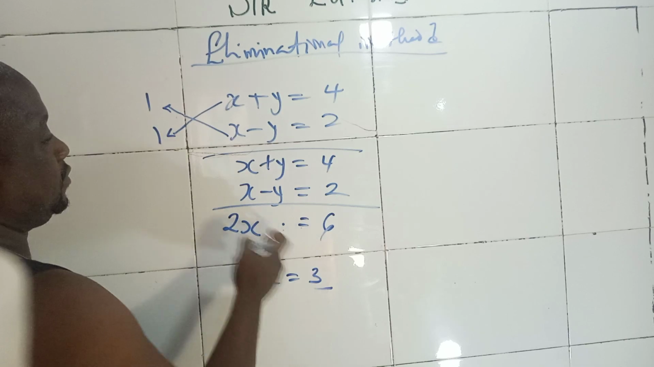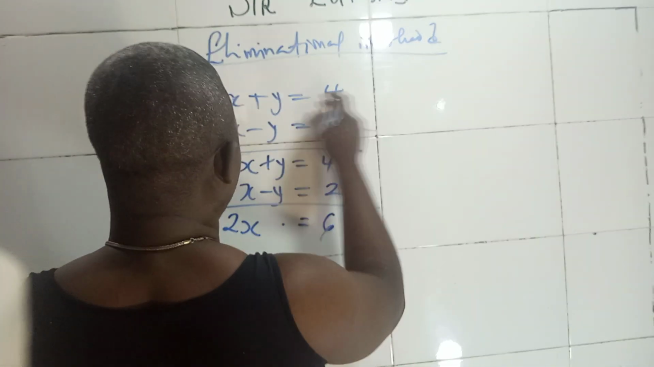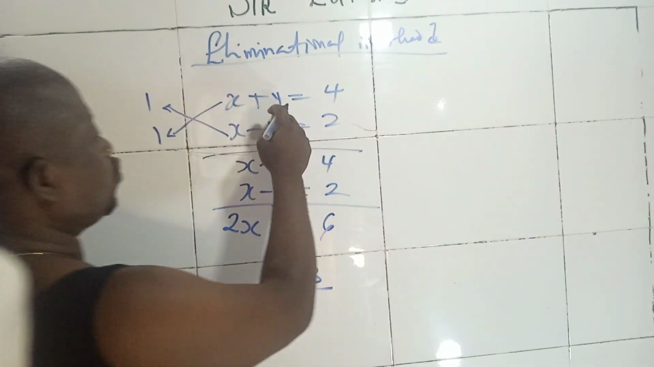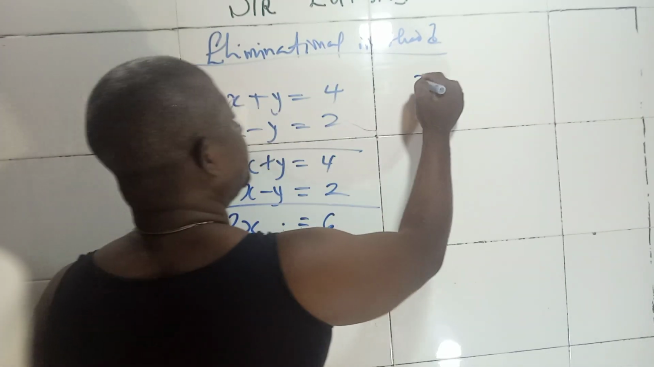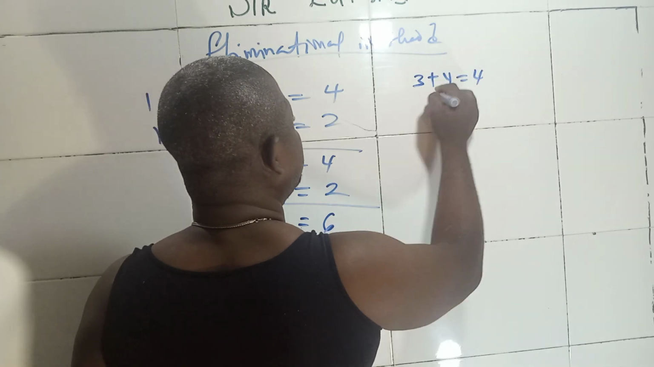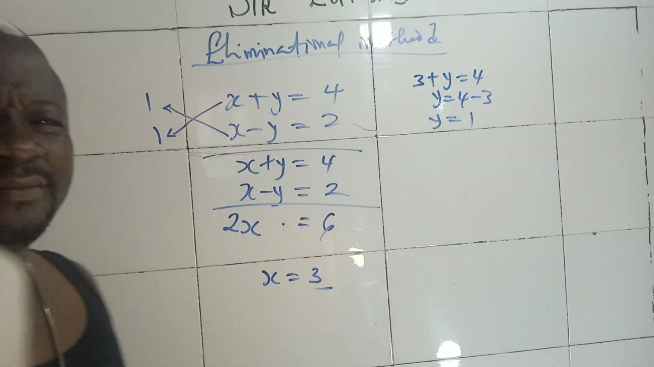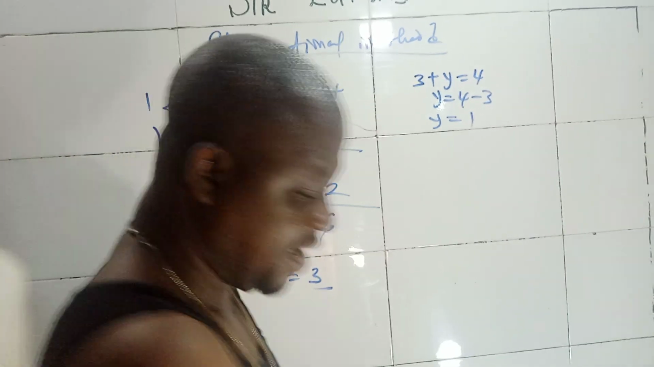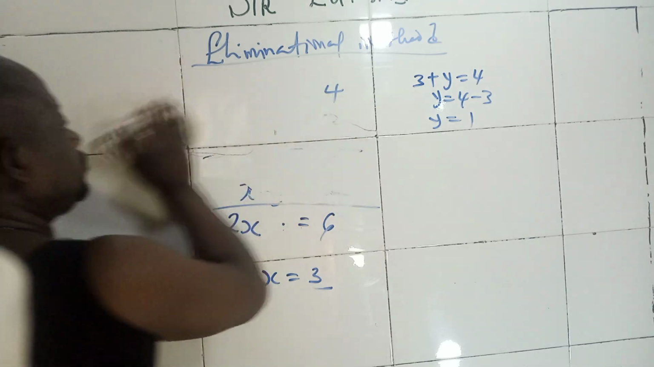So how do I determine y? Just put x in, let's say this is equation 1. From equation 1, you have x plus y is equal to 4. I've gotten x to be equal to 3. Then I will have 3 plus y is equal to 4. So y is equal to 4 minus 3. y is equal to 1. Very fast. So fast.